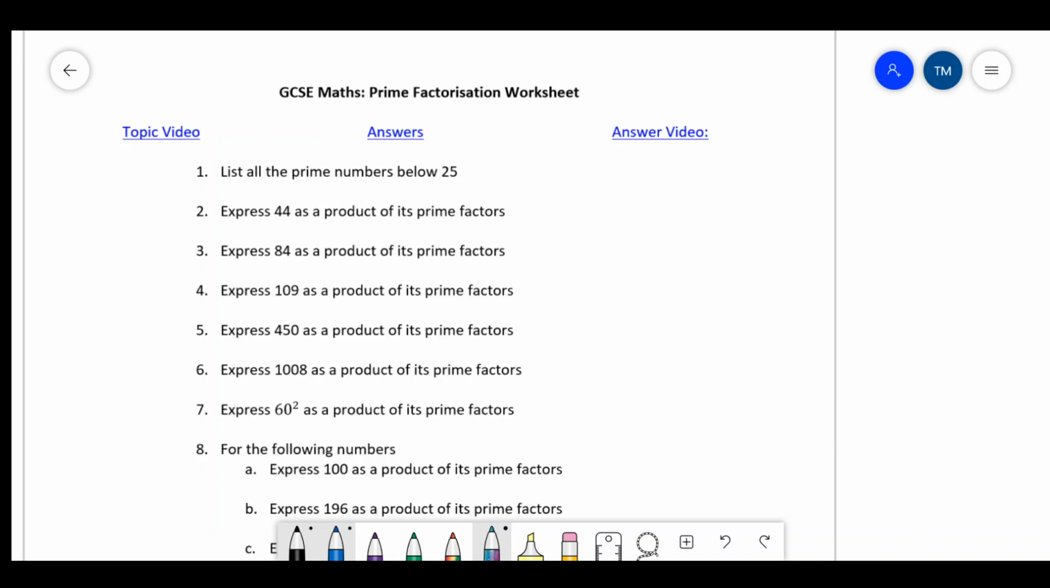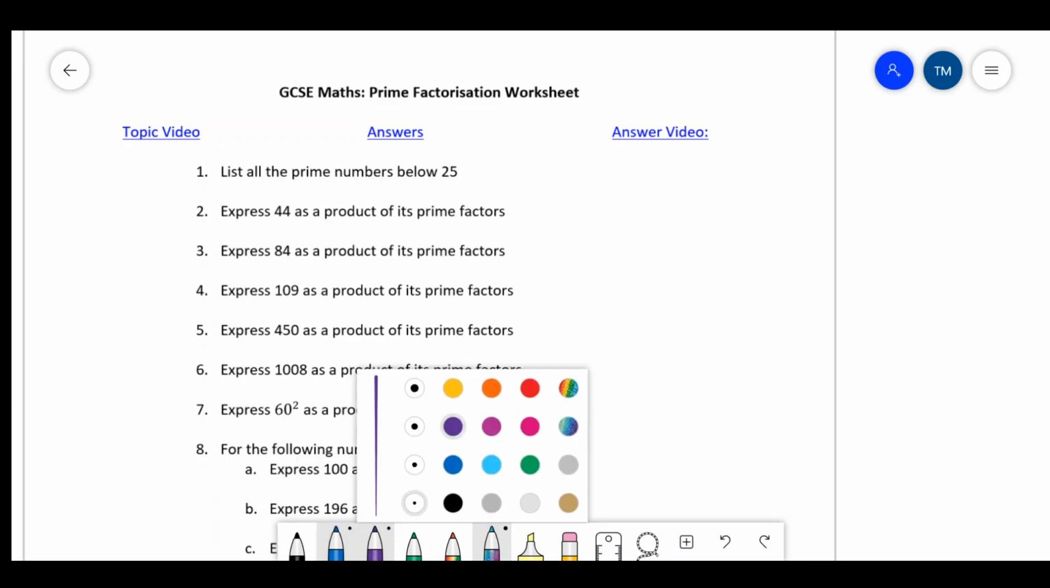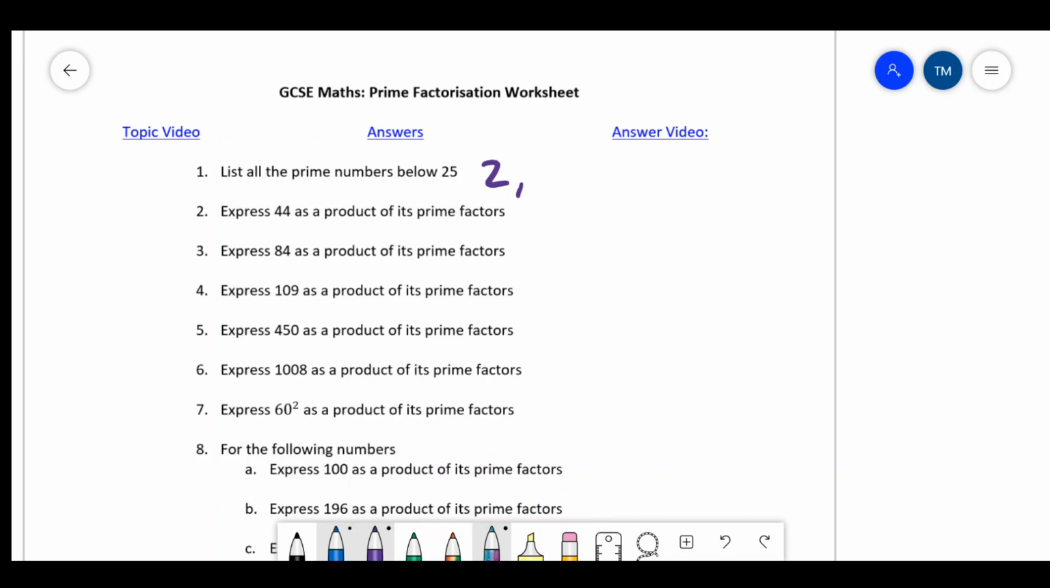For question 1 it says list all the prime numbers below 25. This one should be a relatively straightforward question. The first prime number is 2, then 3, 5, 7, 11, 13, 17, 19 and 23. Those are all the prime numbers that are below 25, every other number is not a prime number. So this one hopefully should have been relatively straightforward.